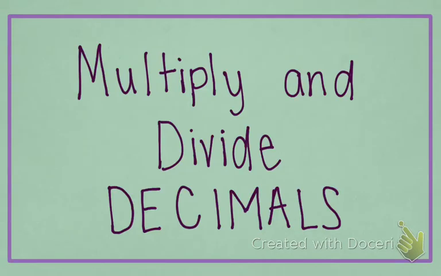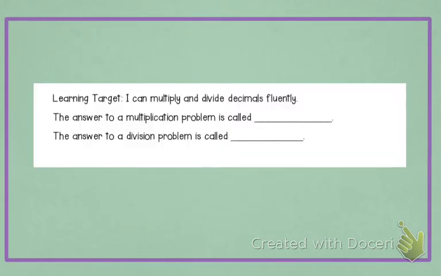Today we are going to talk about multiplying and dividing decimals. Our learning target is that you will be able to multiply and divide decimals fluently. The answer to a multiplication problem is called the product, and the answer to a division problem is called the quotient.